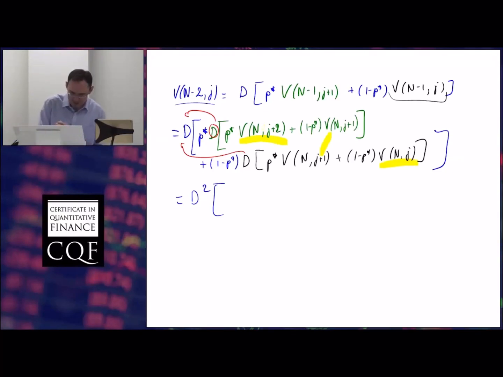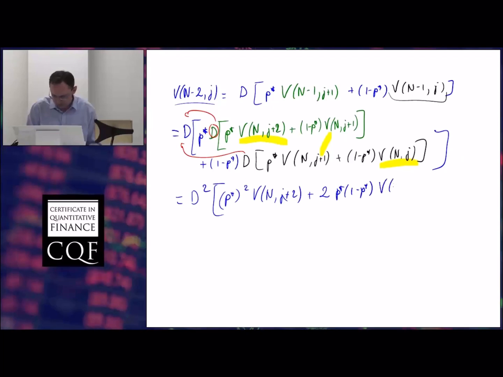The V n j plus 2 has a P star squared in front. So let's write it. P star squared V n j plus 2. Then I've got 2 times P star, 1 minus P star, so plus 2 P star 1 minus P star V n j plus 1. And then finally, I've got 1 minus P star times 1 minus P star, so plus 1 minus P star squared V n j.